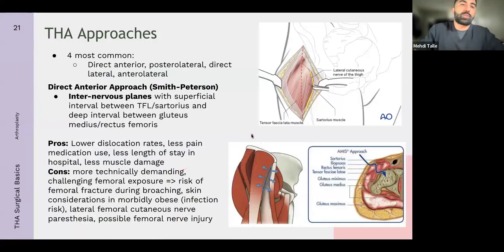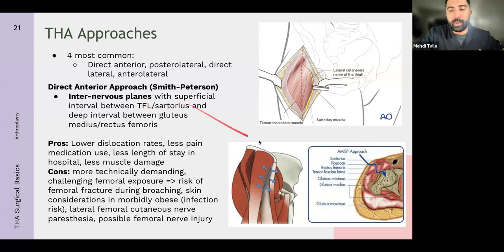So a brief word on hip approaches. Again, the four most common: direct anterior, posterolateral or direct posterior, direct lateral, and anterolateral. I'm going to really focus on DAA and posterolateral here. The direct anterior approach, eponymously known as the Smith-Petersen approach, uses what we call an internervous plane, which means that you are passing between the tensor fasciae latae and the sartorius, which are innervated by different nerves. The TFL is innervated by the superior gluteal nerve, and the sartorius is innervated by the femoral nerve.